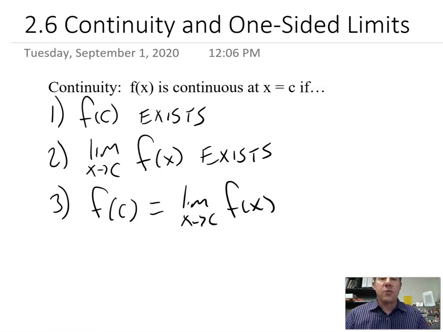Good morning, boys and girls, and welcome to our next lesson having to deal with limits. Today we're going to talk about continuity and again kind of review some of our one-sided limits. So real fast, here is our definition for continuity, if a function is continuous or not.